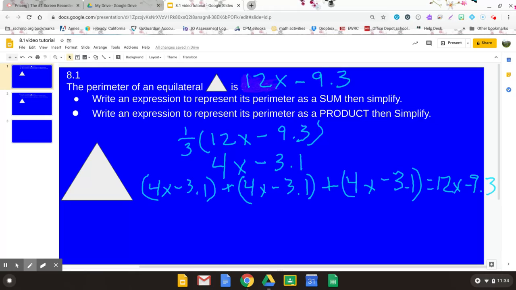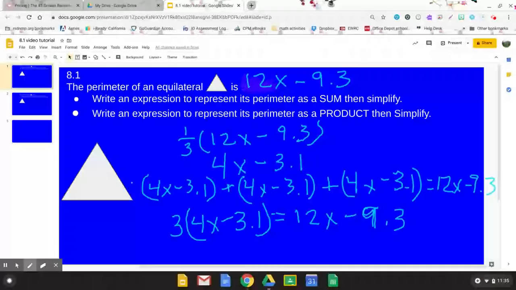And then the second part wants us to write an expression to represent its perimeter as a product, then simplify. So I'm just going to say that I have 4x minus 3.1 3 times. And it's equal to 12x minus 9.3. So that's how you would do the second part. So this is the answer to the first bullet point, and that's the answer to the second bullet point.